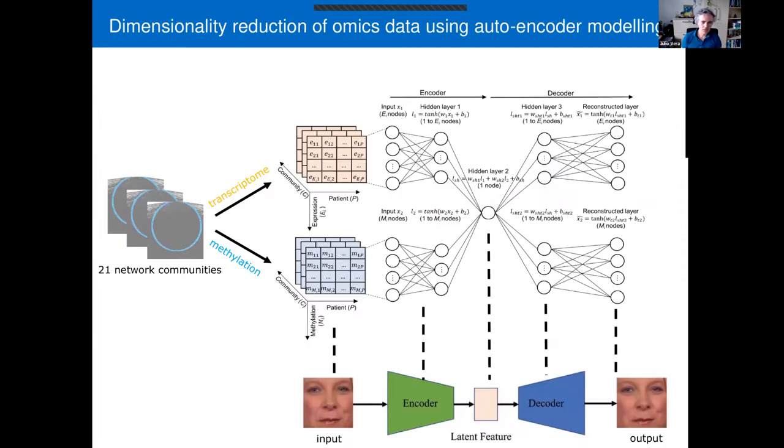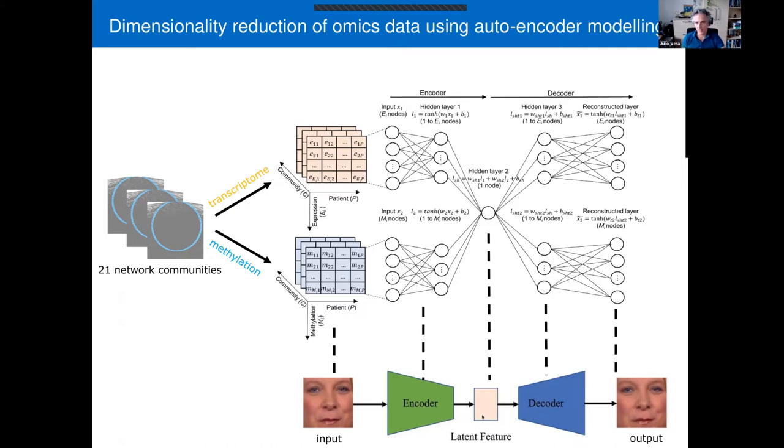Then the idea was to use a special type of deep learning model called an autoencoder to perform aggregation and dimensionality reduction of the data. This is more or less the structure of this algorithm. We have a first part of the network that is called the encoder, a final part that is called the decoder, and in between we have another part of the network, a hidden layer called the latent feature layer.